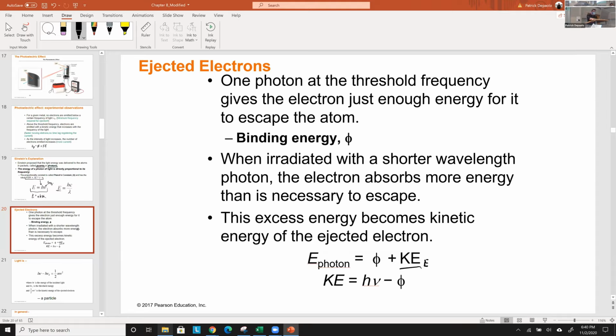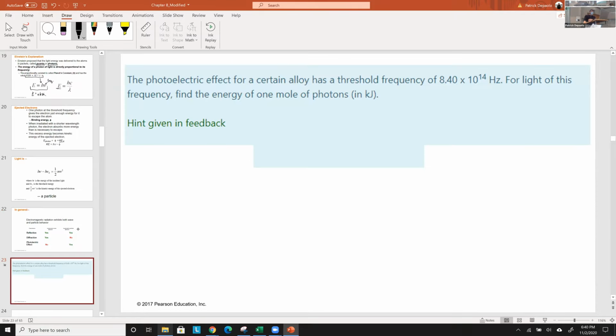So let's do an equation practice. This is from the homework. So the photoelectric effect for a certain alloy has a threshold frequency of 8.4 times 10 to the 14 hertz. For light of this frequency, find the energy of 1 mole of photons. So this isn't exactly photoelectric effect yet. This is just a practice of how to find out the energy. So what I would do is I would use my energy of the photon equation. E_P equals N h nu.